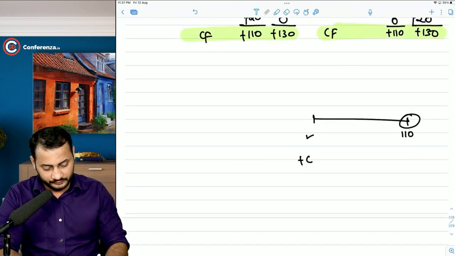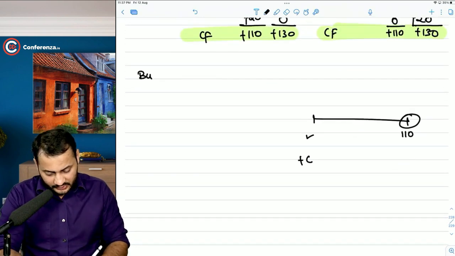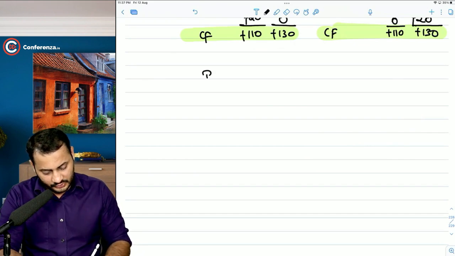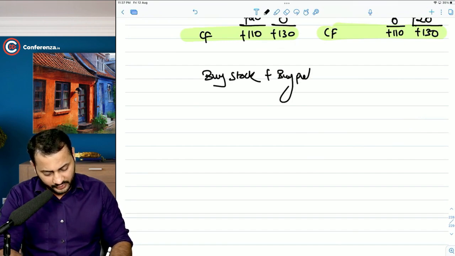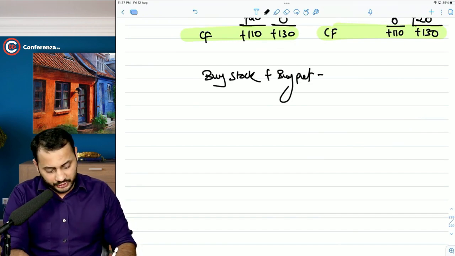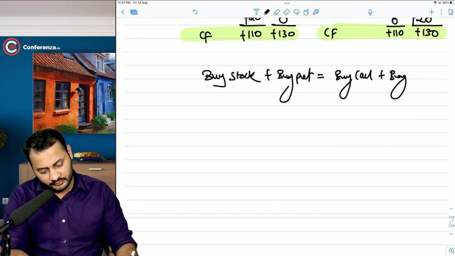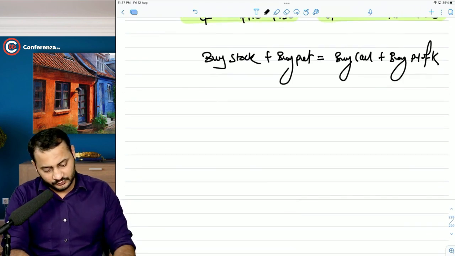Let's write it down like this. Buy stock in the spot market plus buy put, both will be outflows, should be equal to buy call plus buy present value of K, meaning investment.